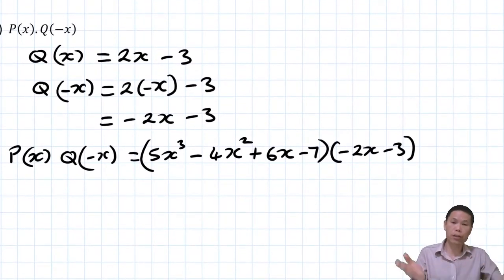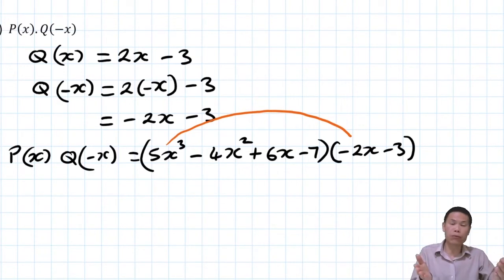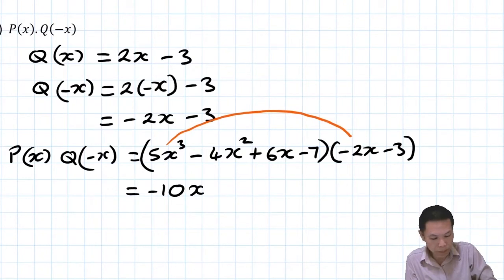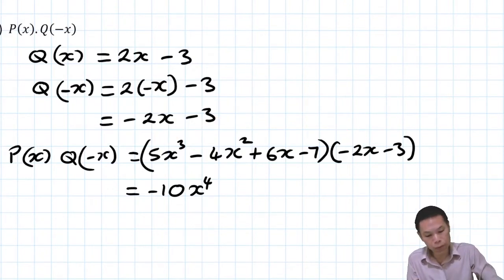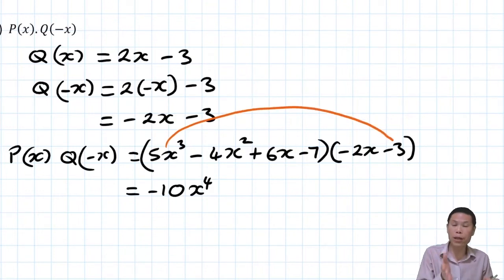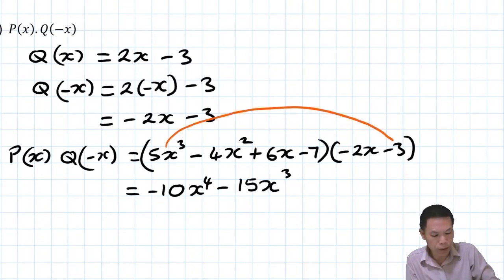So now I just expand the bracket. We have 5x to the power 3 times negative 2x. So 5 times negative 2 is negative 10, and x to the power 3 times x is x to the power 4. So negative 10x to the power 4. Then we do 5x to the power 3 times negative 3. So 5 times negative 3 is negative 15. So minus 15x to the power of 3.